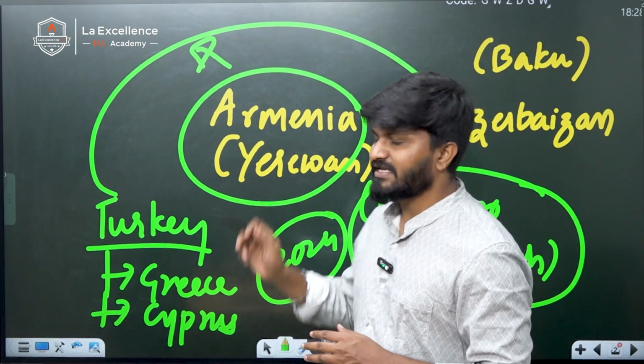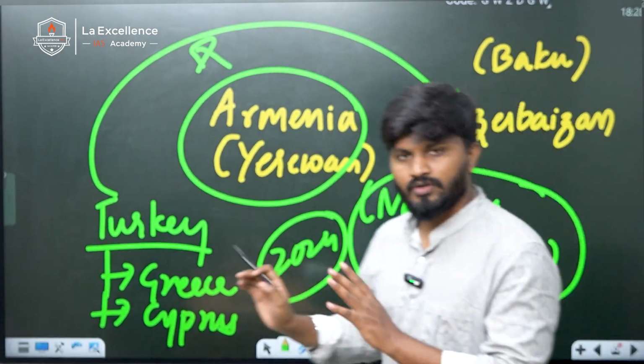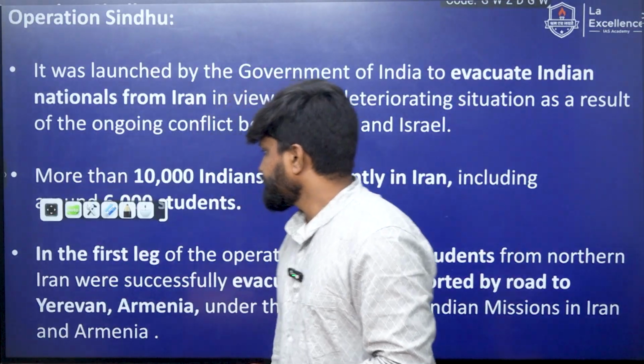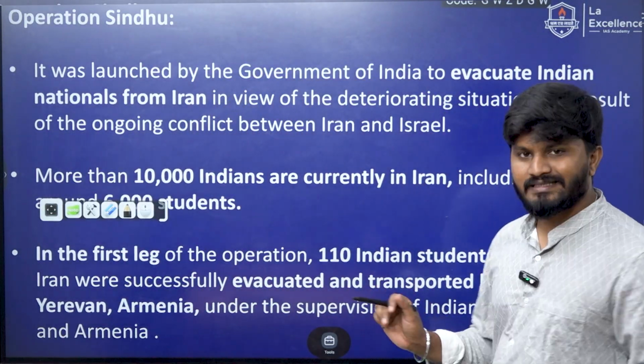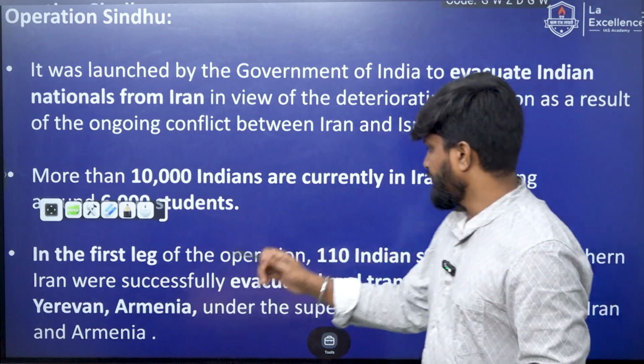That is what Armenia, Greece, Cyprus are to India at the moment. Okay, now going back to the present discussion. So they are taken to Yerevan, Armenia. From there they will be taken back to India.